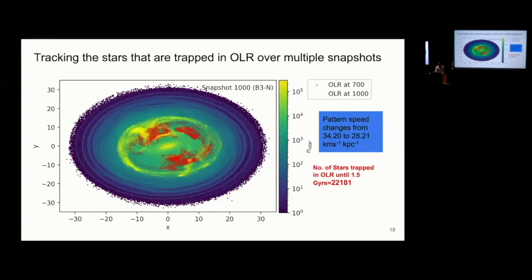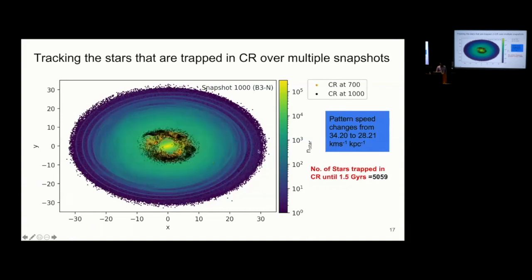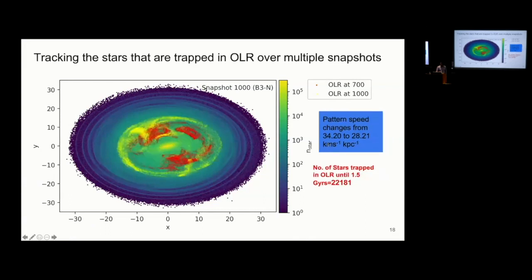In outer Lindblad resonance as well, we saw this even more clearly, and these are more distinct. There were a large number of star particles that were trapped. In this case as well as the previous case, our pattern speed had decreased from 34.2 to 28.21. So as the pattern speed decreased, the resonance swept the stars by trapping and dragging them along, which was really an interesting observation.